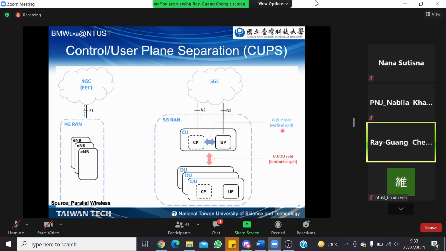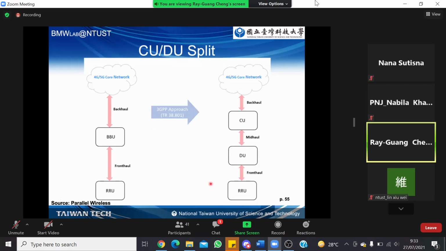So here in this video, they can have two splits. The first one is vertical split. This is the control plane, user plane split. The second one is horizontal split. They split the CU and the DU. So this is the original one before split. After the CU-DU split, they split the BBU into CU, DU and RU.